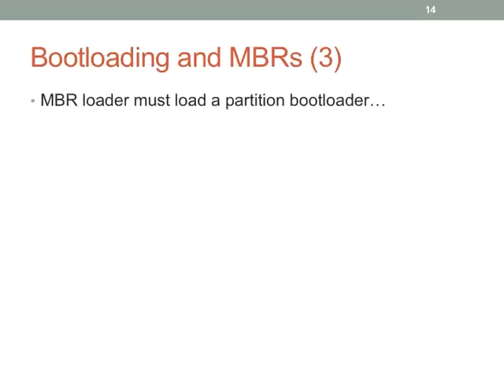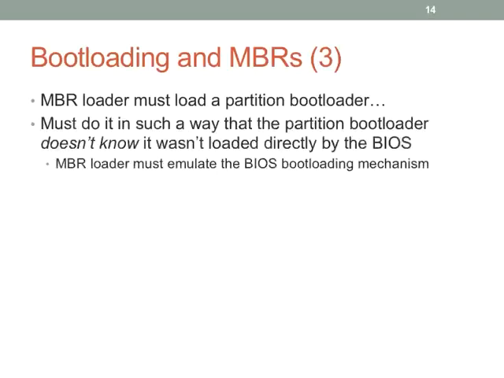So the MBR loads a partition bootloader, but it's interesting because remember the partition bootloader, what does it expect? The partition bootloader expects to be at 7C00 where the MBR bootloader is. The partition bootloader expects to see DL being the disk drive number of where it should be loaded from. So we have an issue that the MBR loader needs to replace itself with the partition loader.